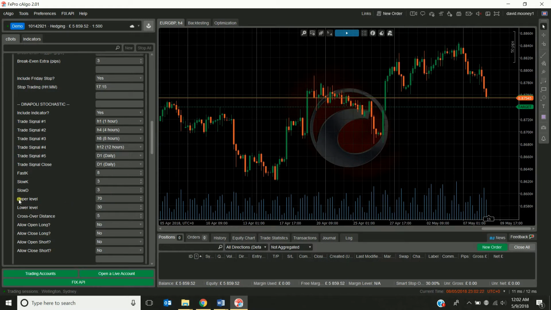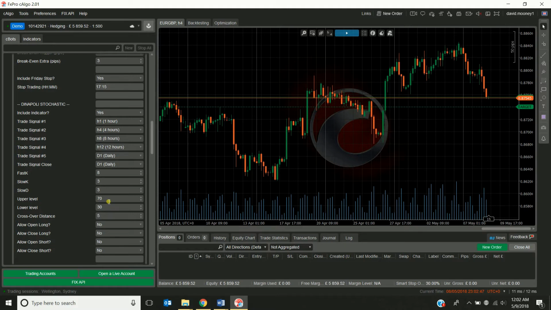You can also see the upper level and lower level are set here. These are also the standard values in place at the moment, but again they can be experimented with and changed to anything you find suitable. These are used to improve the likelihood of a trend reversal.